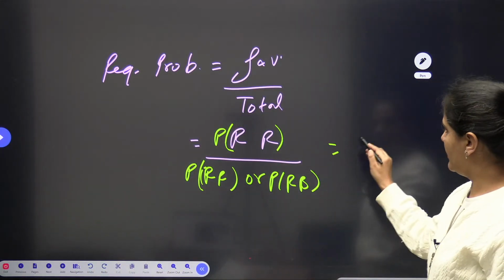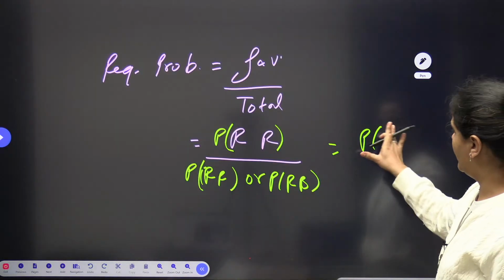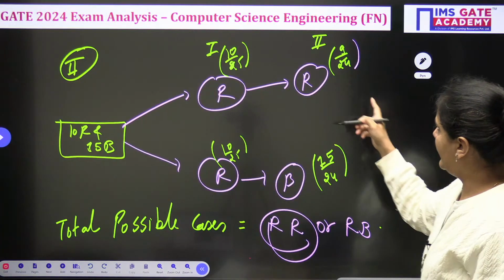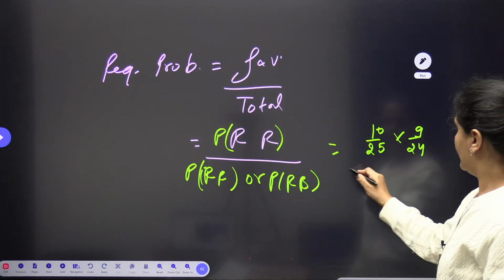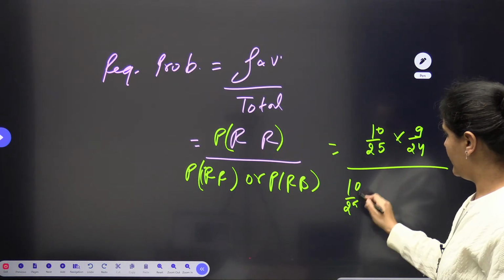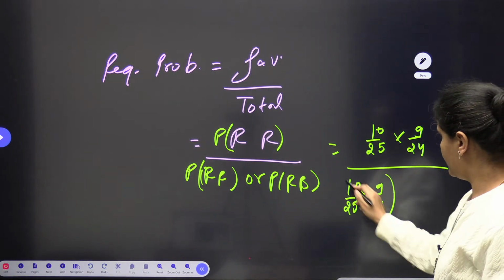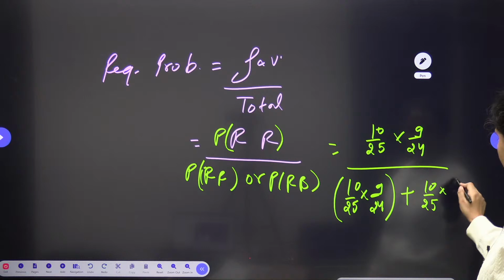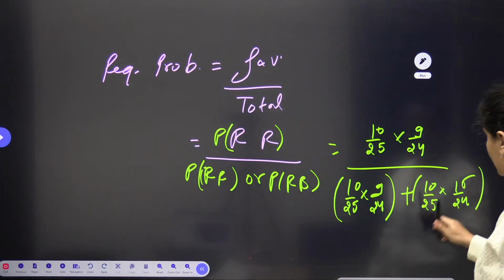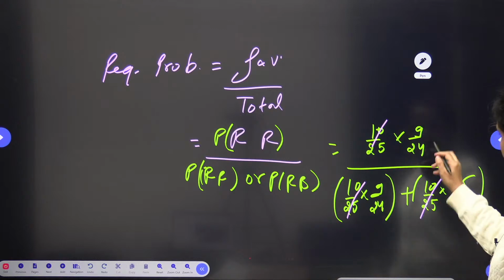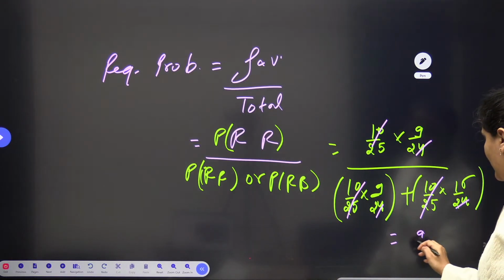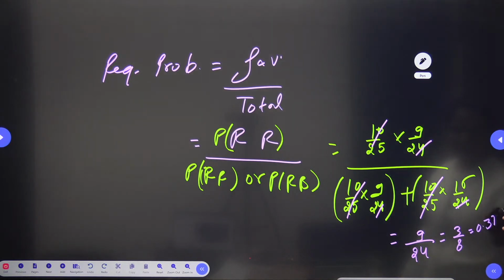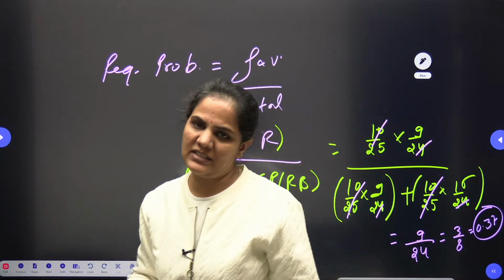So when you approach it, the probability of getting red, as I already wrote down, you can write the result as 10 by 25. And again the red is 9 by 24, divided by 10 by 25 into 9 by 24 plus 10 by 25 into 15 by 24. If you solve this, 10 by 25 and 24 cancel, so I am having 9 by 24, which is nothing but 3 by 8, which is 0.375. So in this case also you will have the same answer.